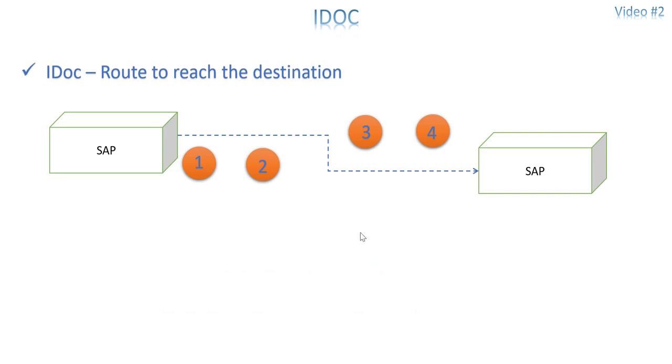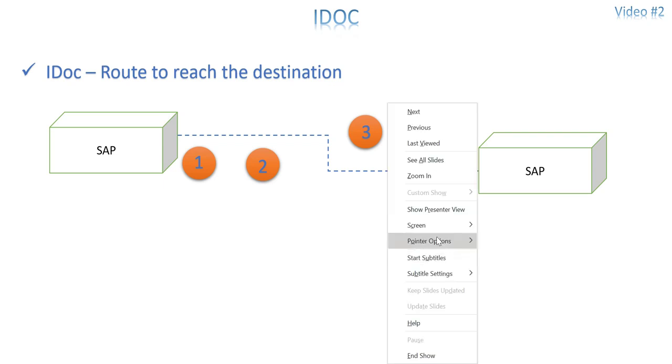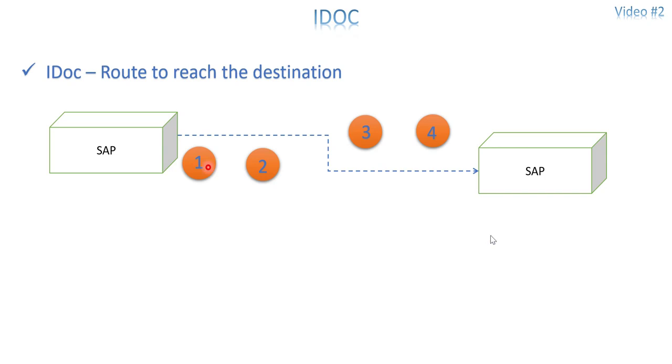Here are two different systems, but both are SAP. This is my source and this is my target system. Here I'm going to use two different systems, not the same system, a different client. There are 4 simple steps which I'm going to use to transfer the data in the format of an IDOC from one system to another system. Step 1, again I'm saying, I'm going to do all the configuration only in my source. I'm not going to touch the target system configuration.